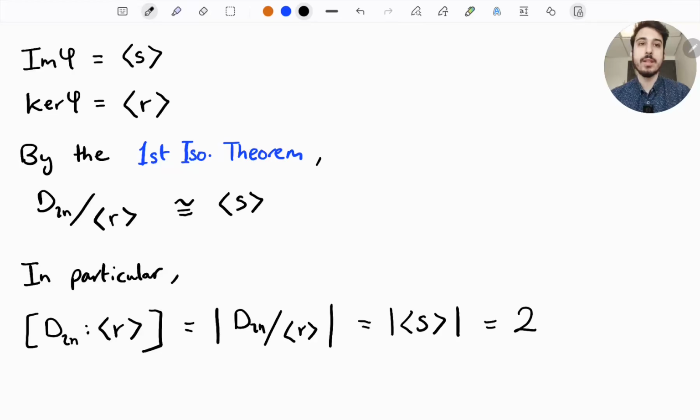So just by using Lagrange's theorem and the first isomorphism theorem, we've succeeded in calculating the order of this quotient group. If this example sounds familiar to you, it is because we've already encountered it in lesson 14, but this time we have not had to explicitly count all of the elements in this quotient group.